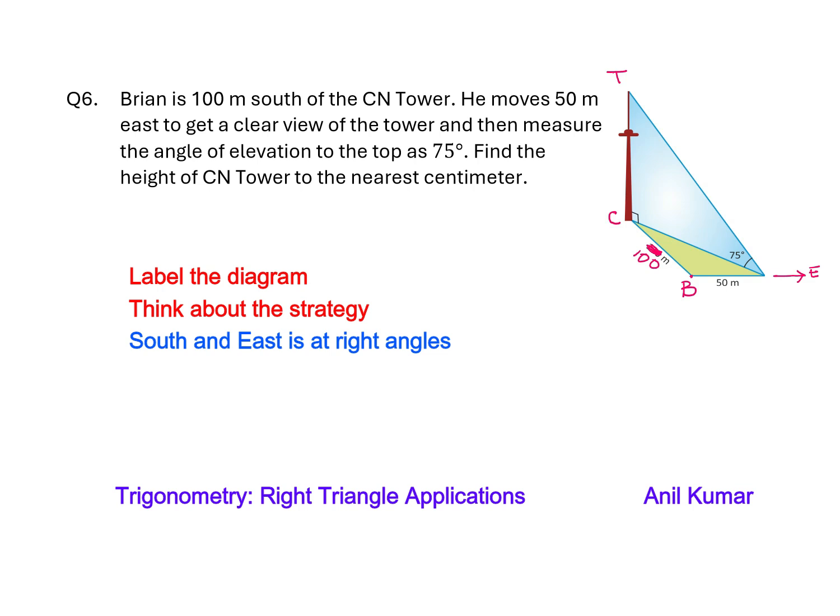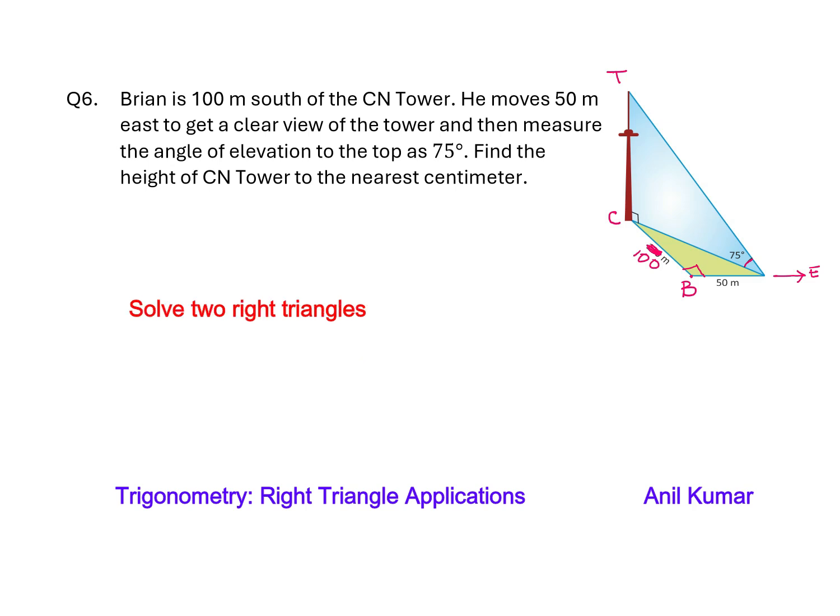South and east are at right angles, and therefore the angle formed here is 90 degrees. That is very critical to understand in this particular case. And then we are given the angle of elevation to the top is 75 degrees as shown. Perfect. So now the things are very clear to us. We have two right angle triangles. So let us first solve the triangle CB, and let's call this A, from where the angle of elevation is being measured. So triangle CBA.